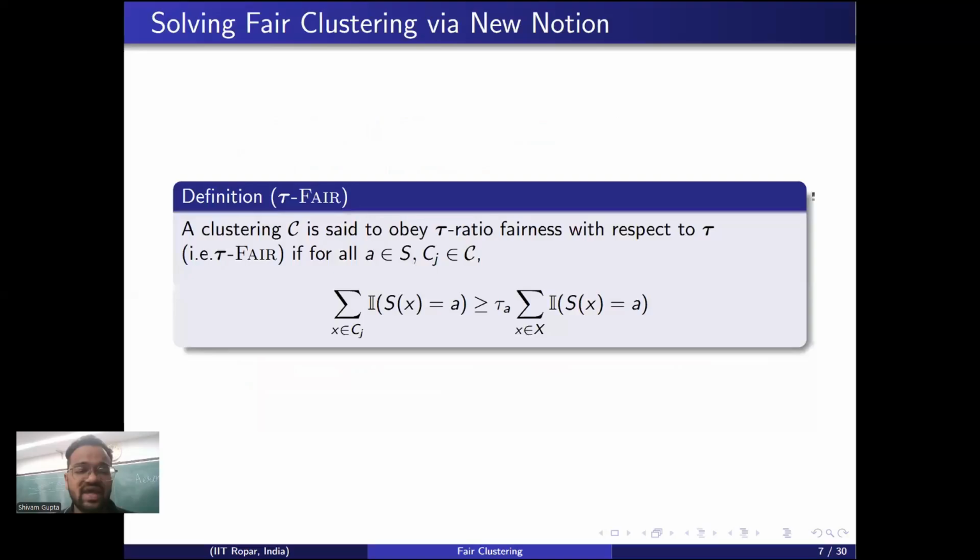So we came up with our own notion of fairness. The main problem in existing notions was that they were going into something which is not known to us, that is, the cluster sizes themselves. So here we came up with something which is known. We know the dataset composition, which is the source of the bias. So we formulated that for each group, let's say a group A, we want a certain fraction, tau A, to be present in each cluster. That is, 10% of red points should be present in each cluster.